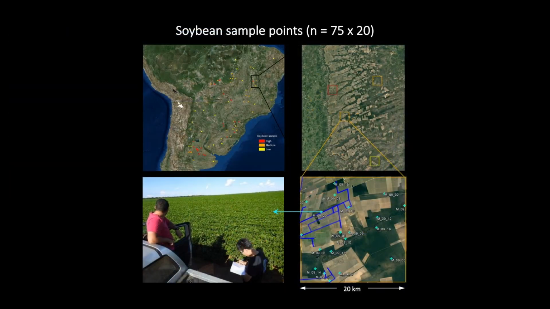And so this is what one of the blocks looks like. These are our samples that we have to visit. And we drive around and check them out. We check out the crop type, the condition, the stage, all that kind of stuff, and record it.